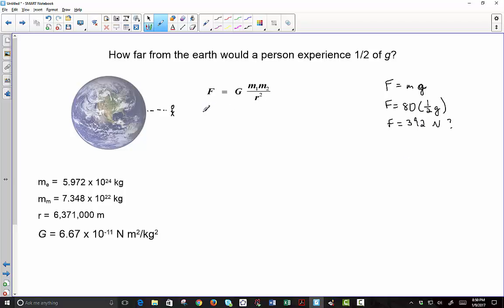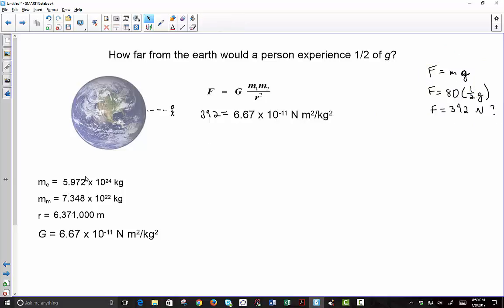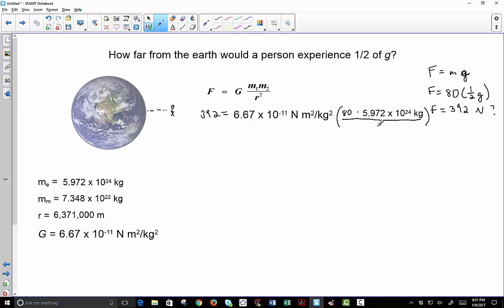Now to find the distance, I can just plug in over here. So I get 392 is equal to G, let me move this stuff because it's going to get in the way, times m1, which is 80, times the mass of the Earth, and then all of that's divided by r squared. You know what, let me back up. I'll come back to this.